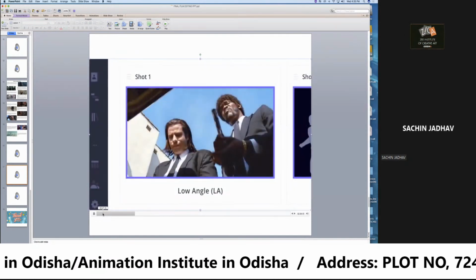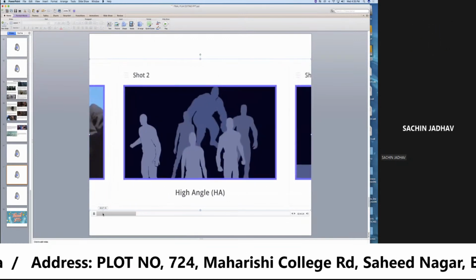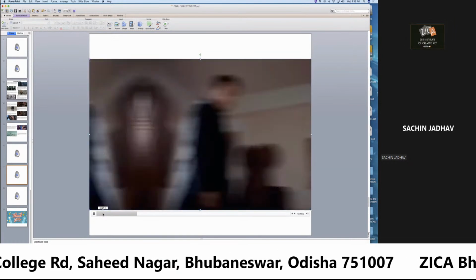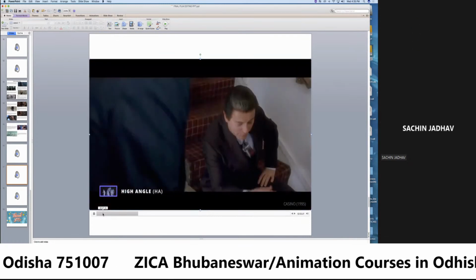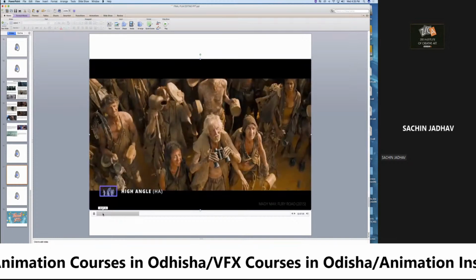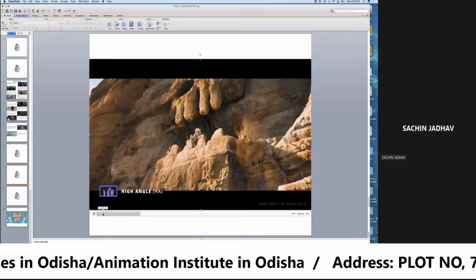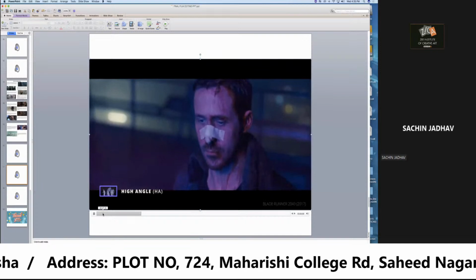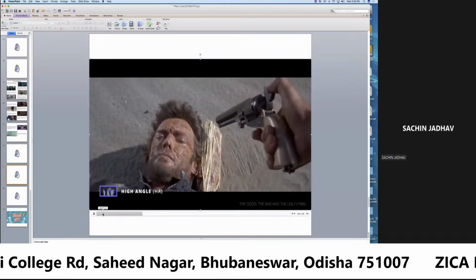Up next, a complementary angle often paired with the low angle, the high angle shot. While low angle shots can pump a character up, high angle shots can beat them down. High and low angle shots are often paired in the same scene to heighten the imbalance of power between subjects. High angles are typically used to diminish a character, making them appear weak or vulnerable.